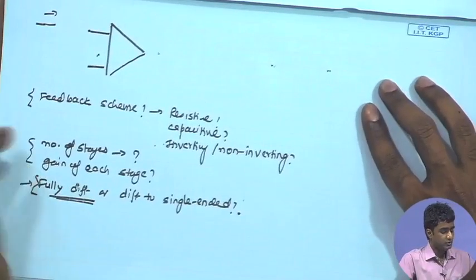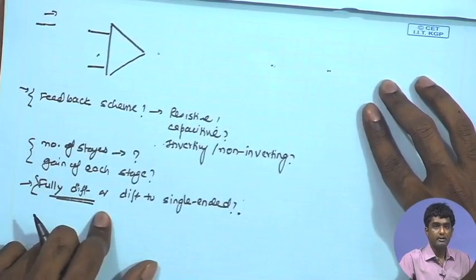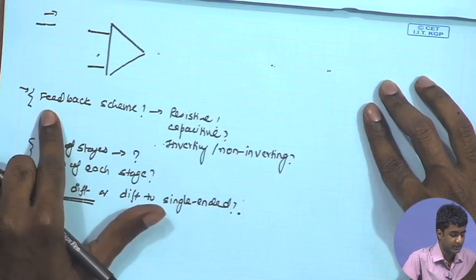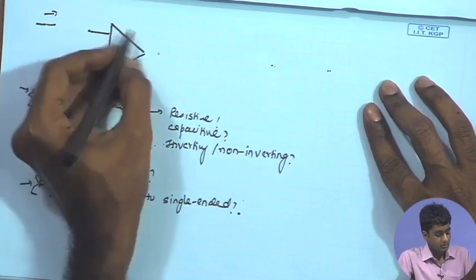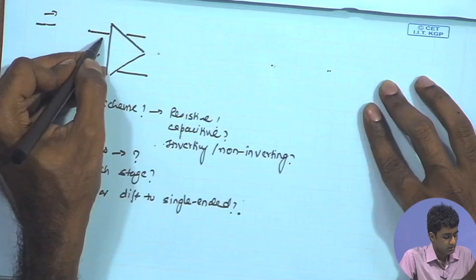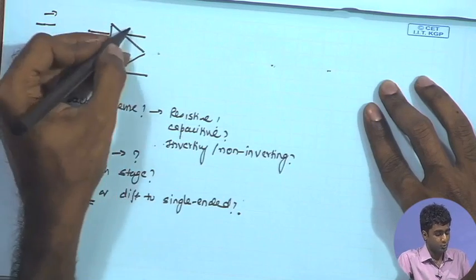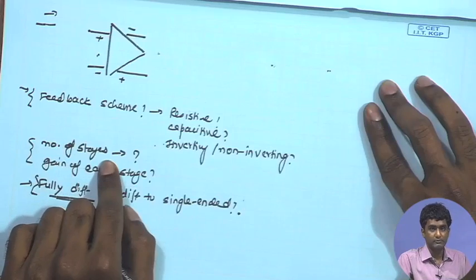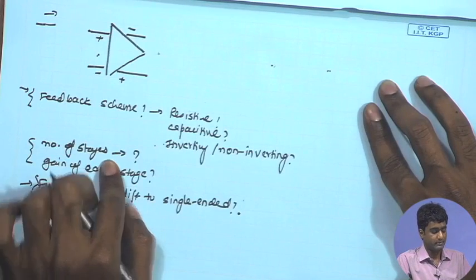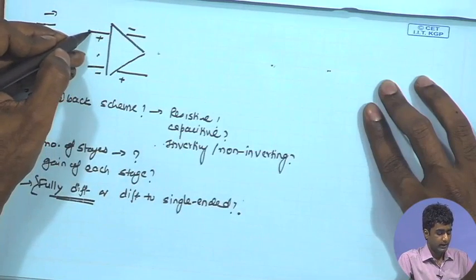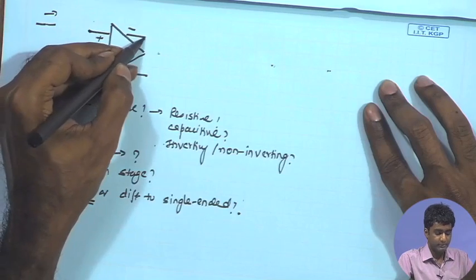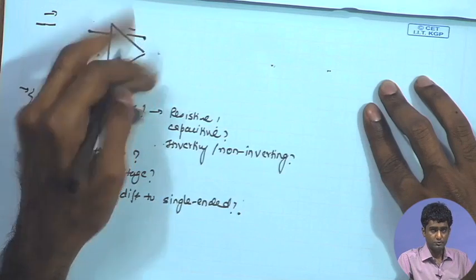Now, let us go to the first question, which is the feedback scheme. What kind of feedback scheme are we going to use? So, if we are looking at a fully differential signal, suppose this is the positive input and the negative input, corresponding to that you have the negative and the positive outputs defined over here. That means, if the input over here goes high, this particular output goes low. So, it is relative, right?